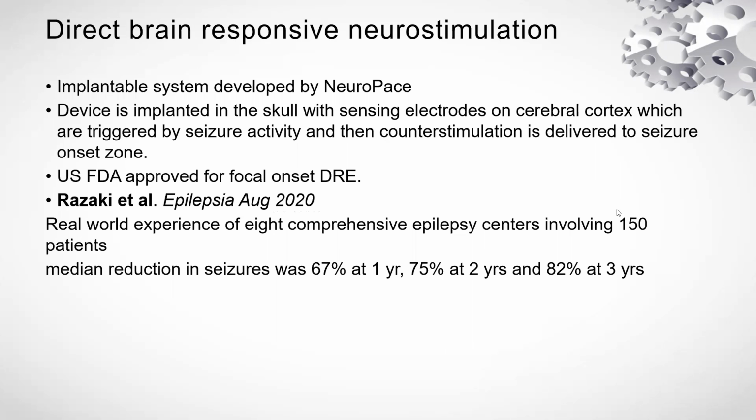Another technique which is being tried is direct brain responsive neurostimulation. It's an implantable system which is developed by the NeuroPace company of USA. In this system, a device is implanted in the skull with sensing electrodes on the cerebral cortex, which are triggered by seizure activity, and then a counter stimulation is delivered to the seizure onset zone. It is US FDA approved for focal onset drug resistant epilepsy.